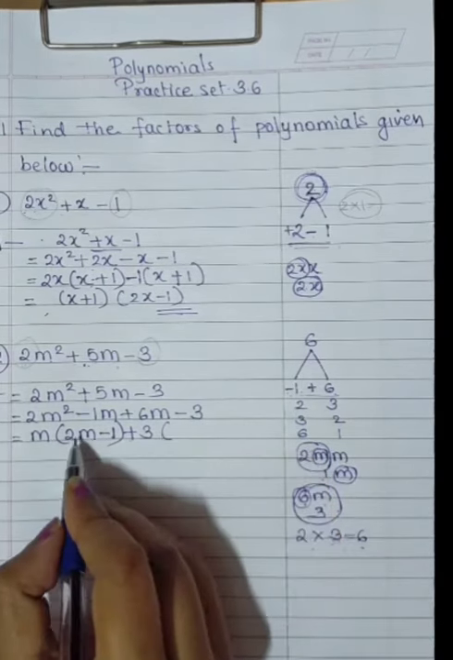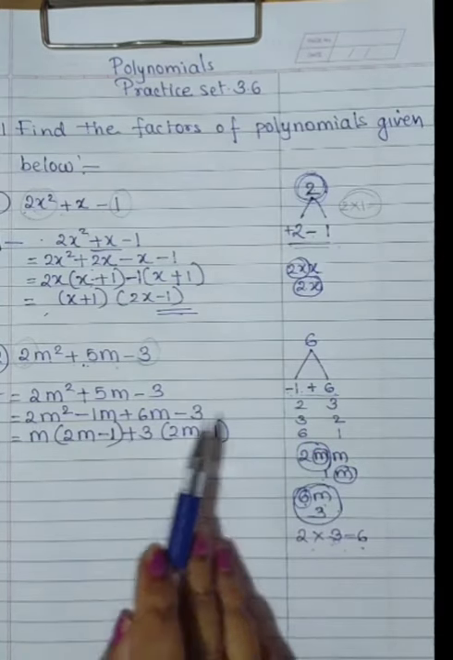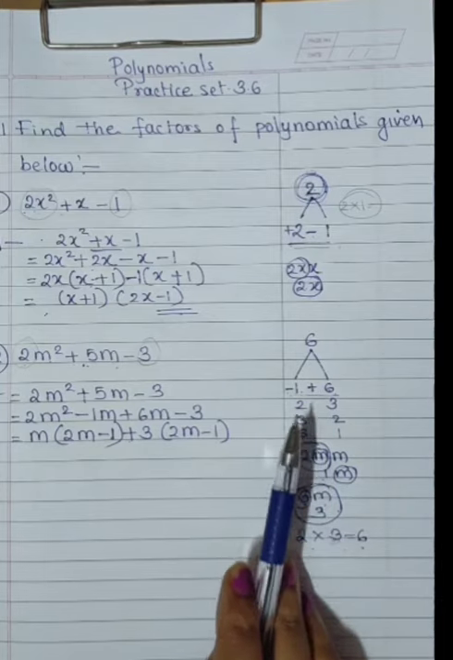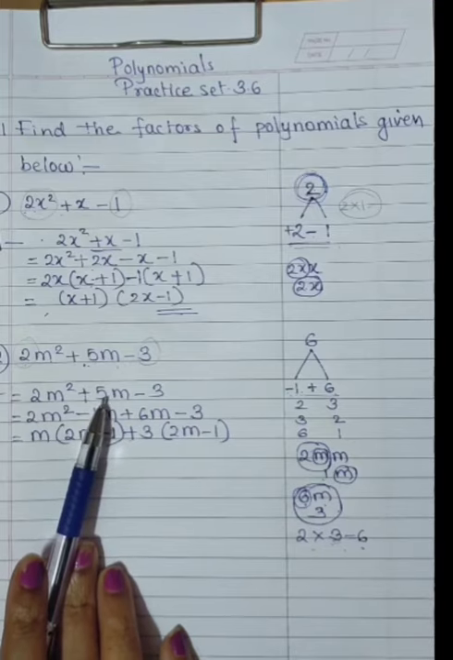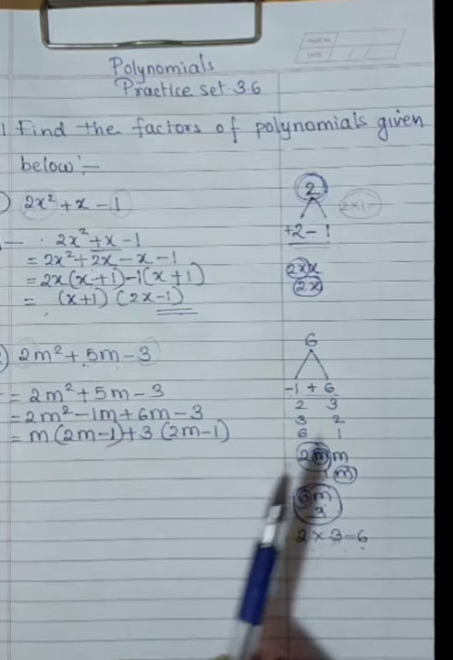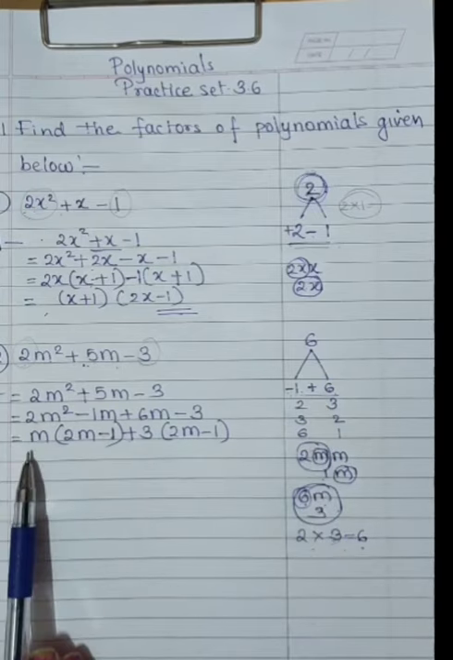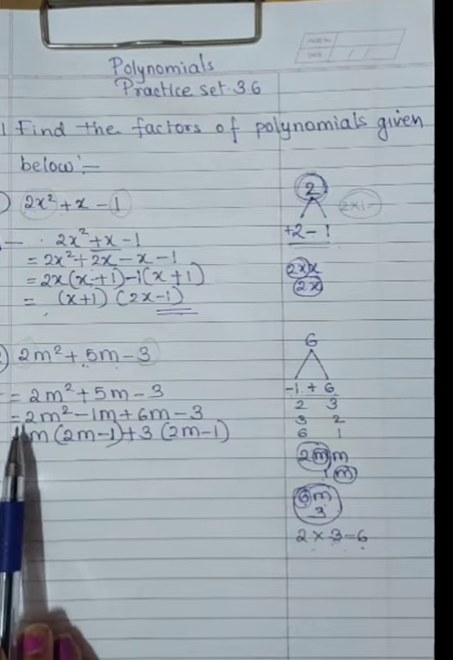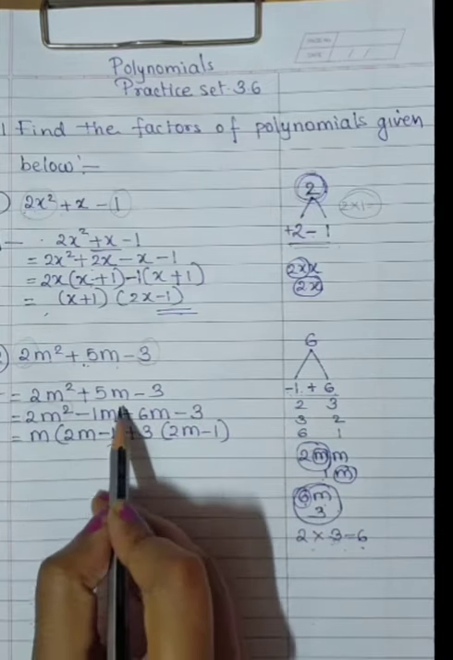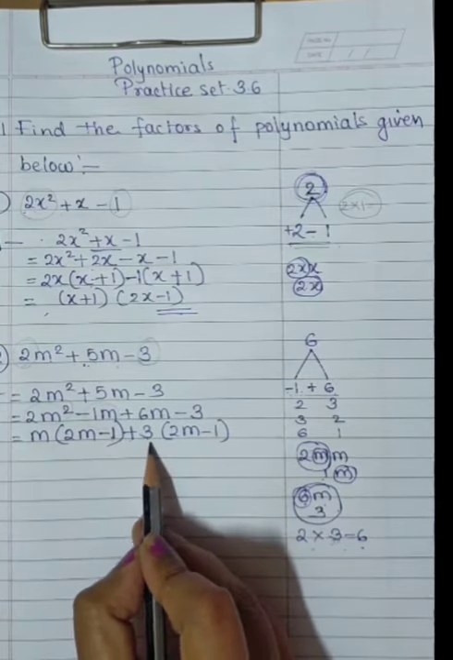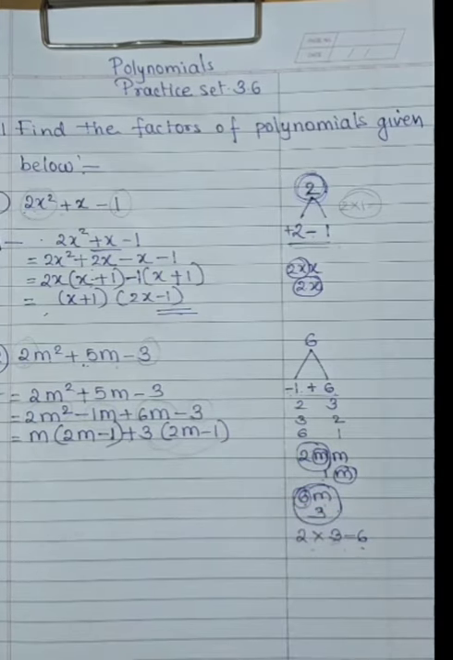Now again in the bracket what we will write? 2m minus 1. We took sign of plus here because the greater middle number has the sign of plus, so we have to put plus here. I hope you understood. Here as you can see, when we multiply this both, we will get 2m square. When we multiply this both, we will get 1m. When we multiply this both, we will get 6m, and when we multiply this both, we will get 3.